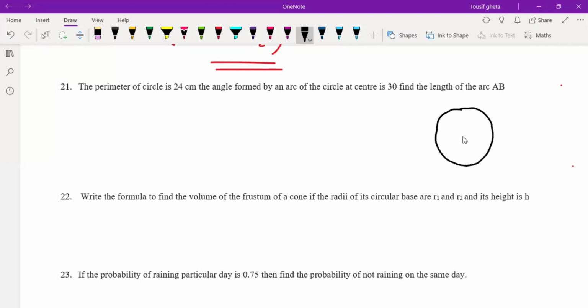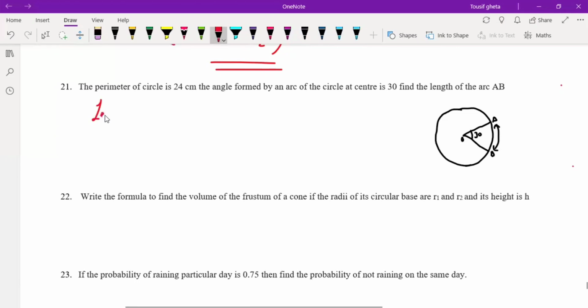An angle has been formed at the center of the circle by an arc. So let us give the name for the arc as AB. The angle formed at the center is how much? 30 degrees. The center we will mark as O. They are asking us to find out the length of the arc. So this length, AB arc length, we need to find out. How to find out? Let us see.